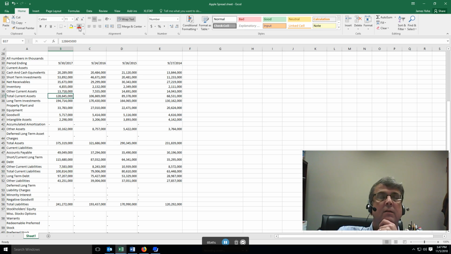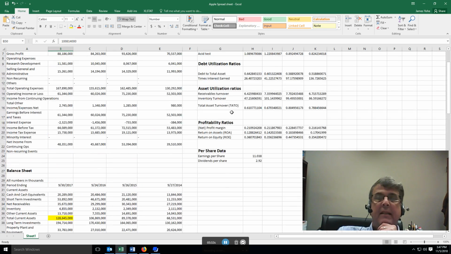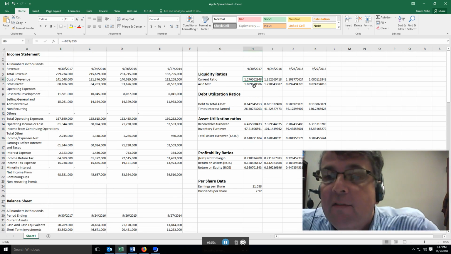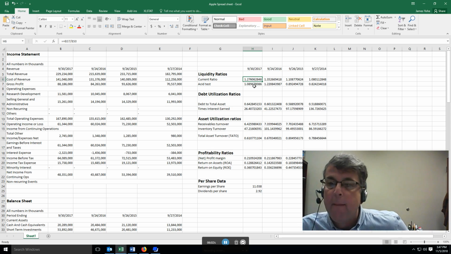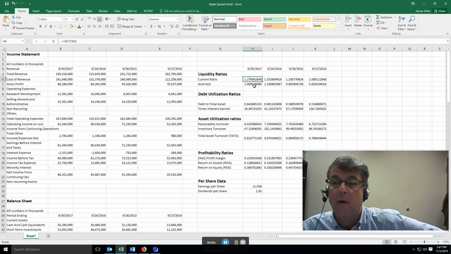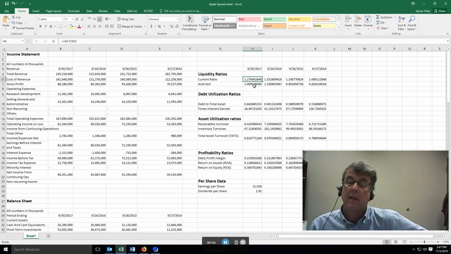Total current assets, and we'll highlight that, divided by total current liabilities, we'll highlight that, and that becomes our current ratio. What this number means, 1.276, this means that Apple has roughly $1.276 in current assets, things that are easily or quasi-easily turned into cash, available for every dollar in current liabilities they have. That's a good number. That means they can pay their bills in the present.